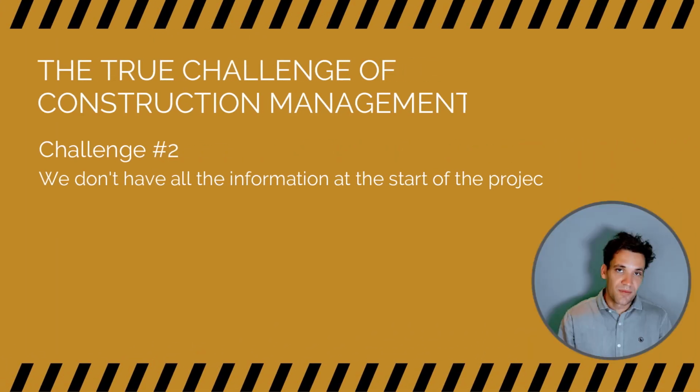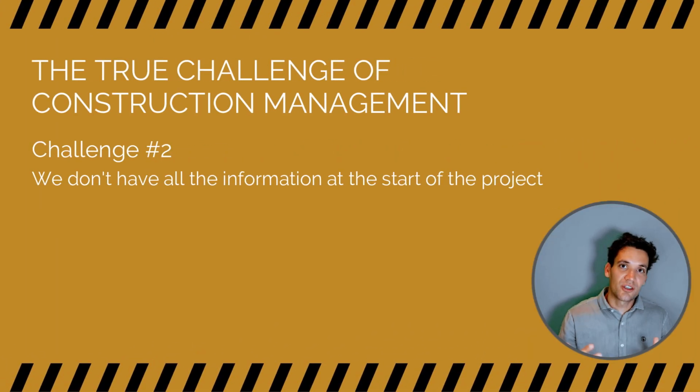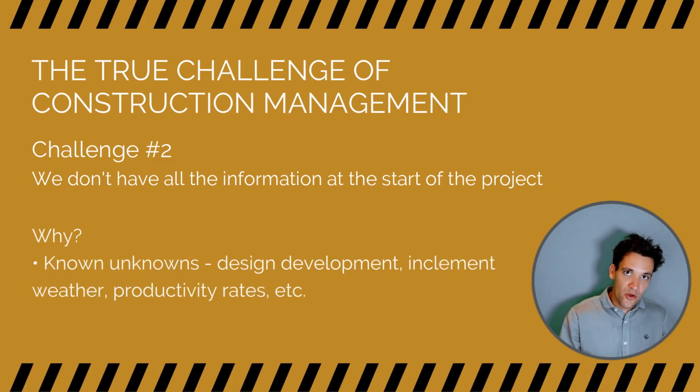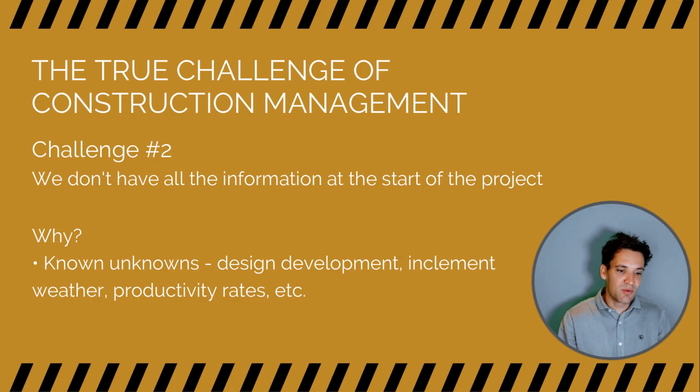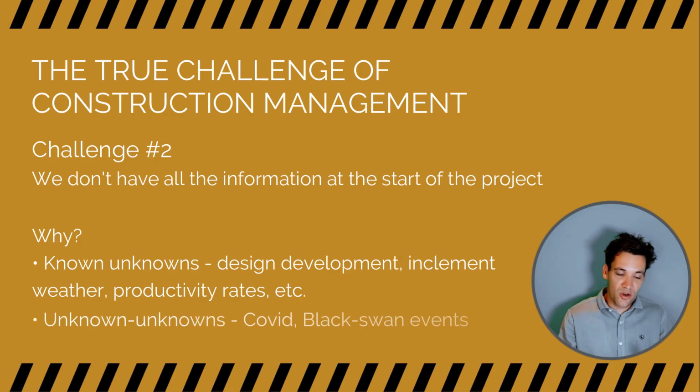Challenge number 2 is at the start of the project, we're not going to have all the information available. There's always going to be known unknowns. So there's going to be certain risks around, such as design development, inclement weather, productivity rates. So these are our known unknowns. And then we've also got our unknown unknowns. So these are things like COVID or other black swan events that could completely derail the project. So there's always going to be these sources of uncertainty that prevents us from perfectly planning the project.